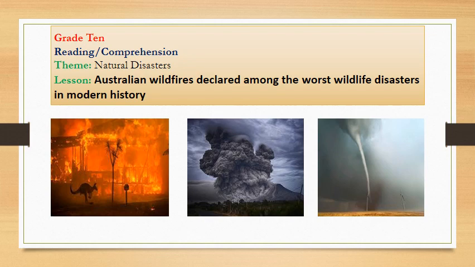Now, as you see in front of you, we have different pictures of different natural disasters. This is what our lesson will be about. The first one with the kangaroo. This is a real picture from the wildfires in Brazil. The second one, of course, is an erupting volcano. And then this is a tornado, or some people call it the twister, which is an equally devastating natural disaster that occurs mostly in the United States and Canada.